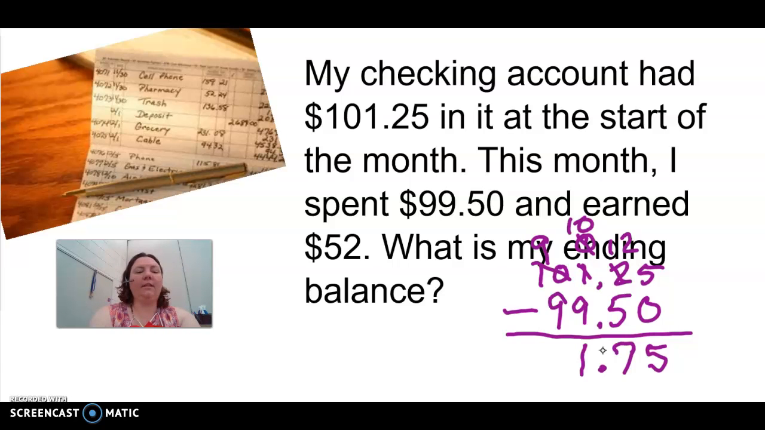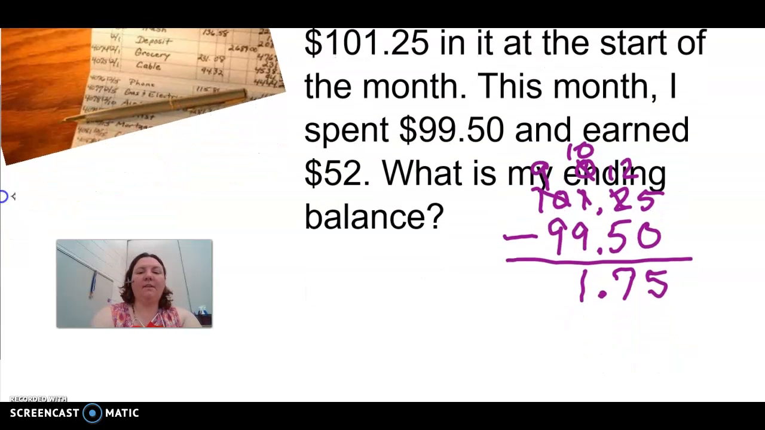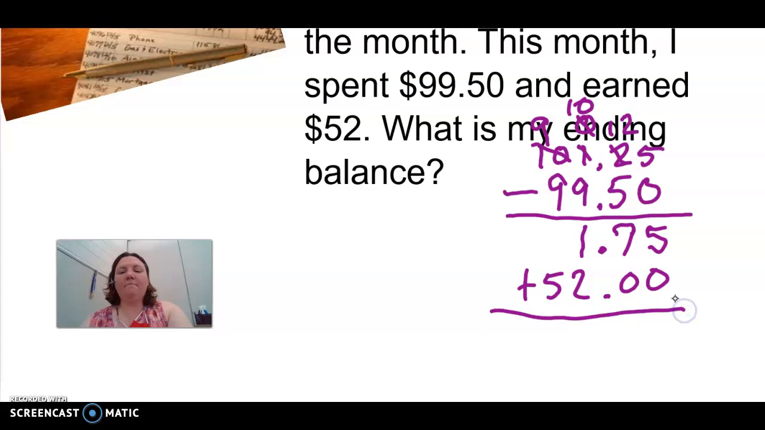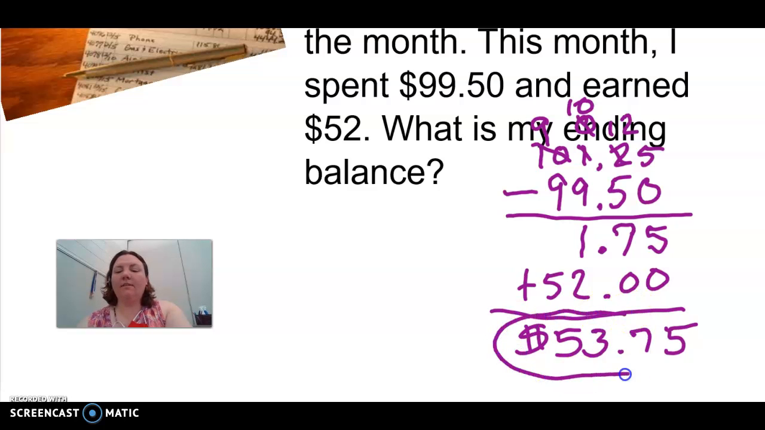But fortunately, I also earned some money this month. I earned $52. And earning money means I'm adding it back into the account. And so at the end of the month, I would have a final balance of $53.75. I better be a little more thrifty with my spending next month to try and gain back some of that money.